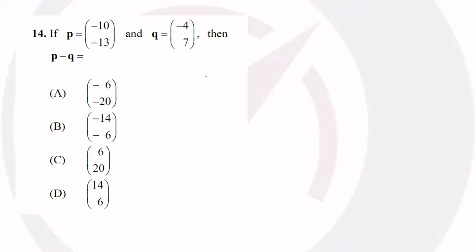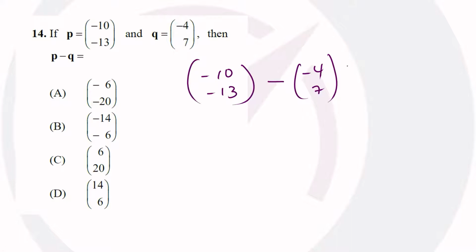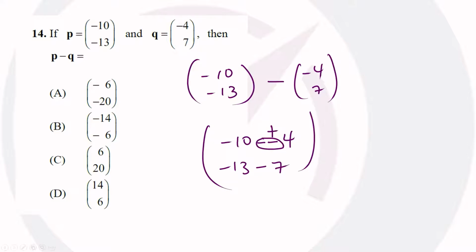Alright, let's look at this. So we have P is equal to negative 10, negative 13, and you're going to subtract Q, which is negative 4, 7. Now remember, let's work out the x part. So the x part is going to be negative 10 minus negative 4, and the y part is going to be negative 13 minus 7. Now negative 10, this minus negative 4 become plus, so we have what? Negative 10 plus 4 gives us negative 6.